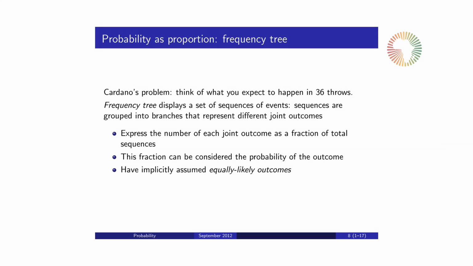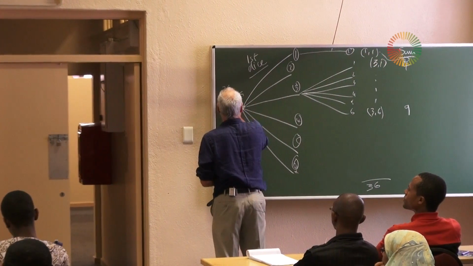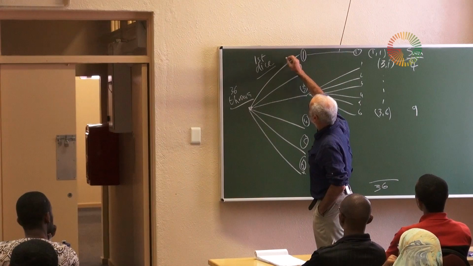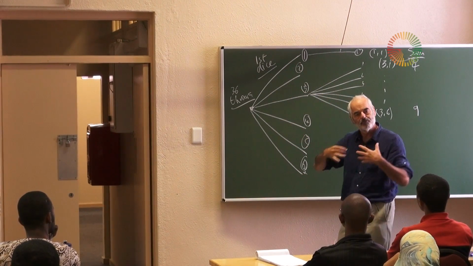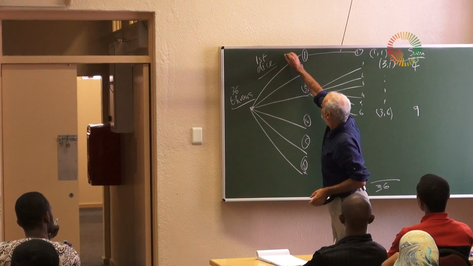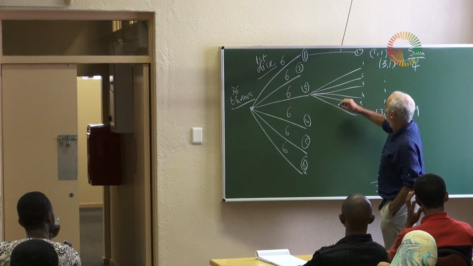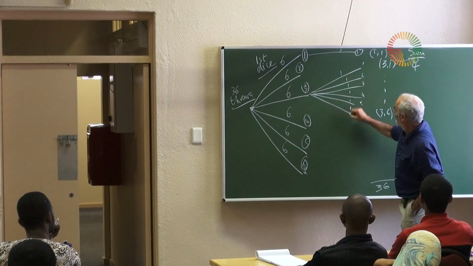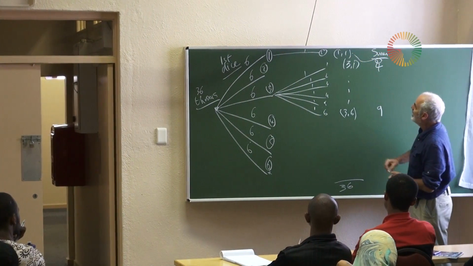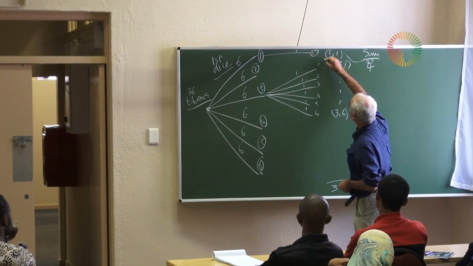We can think of what he did. The best way to think of what he did is to draw actually what I've drawn there, but think of it as a frequency tree. Think of what would happen in 36 throws. So if you did 36 throws of 2 dice together, you would expect, by some assumption of symmetry, 6 to go up here, 6 there, 6 there, 6 there, 6 there. And then out of these 6, you'd expect 1 there, 1 there, 1 there, 1 there, 1 there, 1 there. And so you'd end up with a total here.